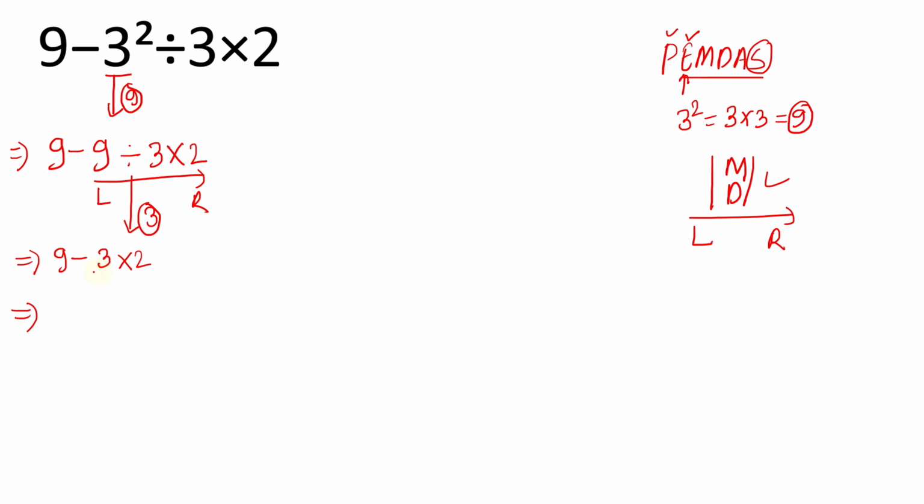Now we can see there are two operations in 9 minus 3 times 2: subtraction and multiplication. According to PEMDAS, the next preference is given to multiplication. So we multiply this part, 3 times 2, which gives 6. So we can rewrite 9 minus 6, and 9 minus 6 gives 3. So the right answer is 3.